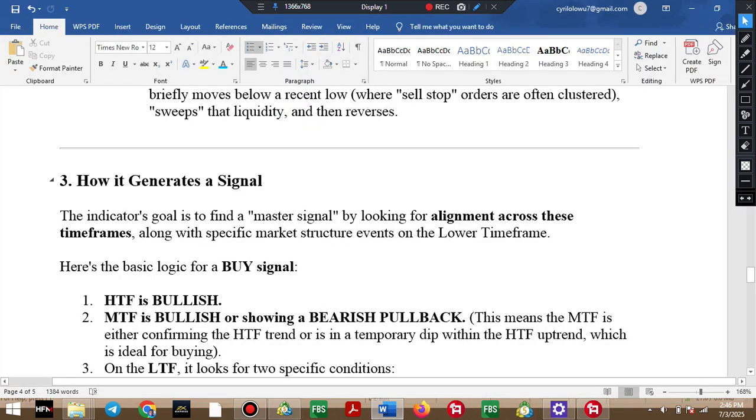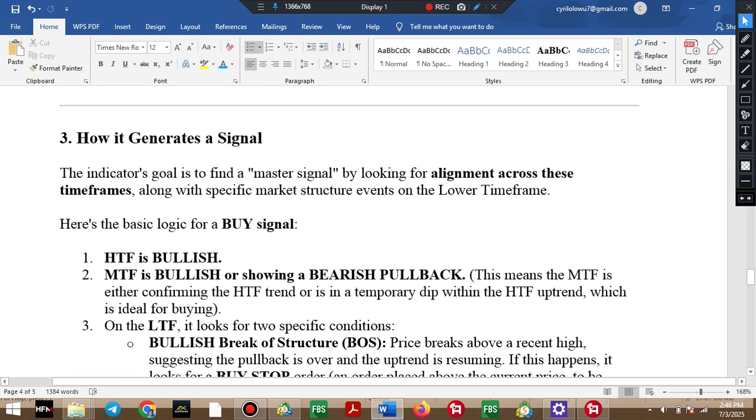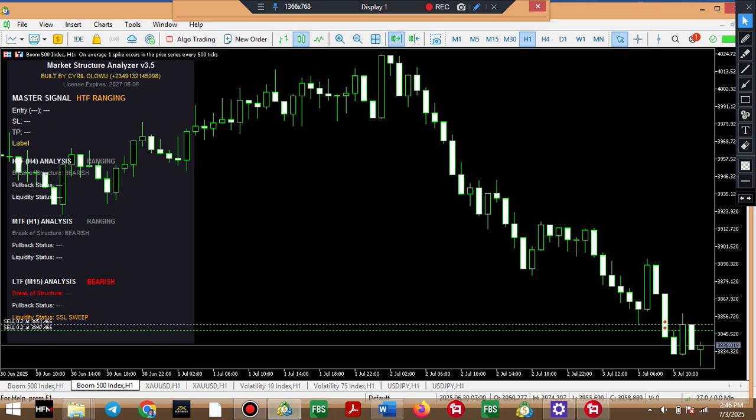So you can see that this version 3.5 has a master signal. You can see it here, master signal, which is only one. There is no other signal. Any signal that pops up here is the combination of the information from these 3 time frames. While the other one can give you individual time frame signals, right?